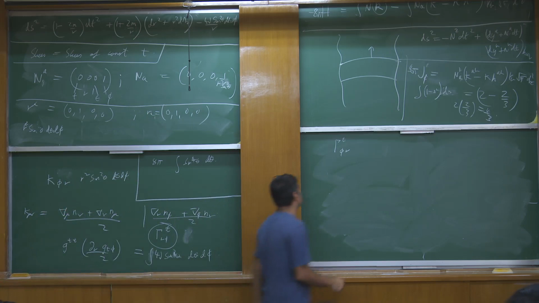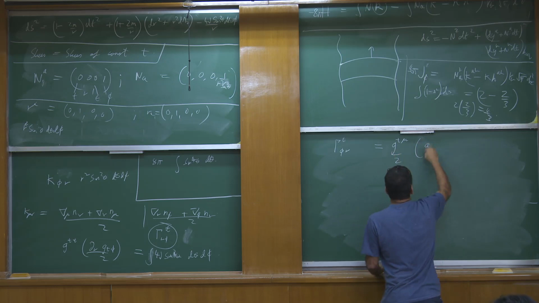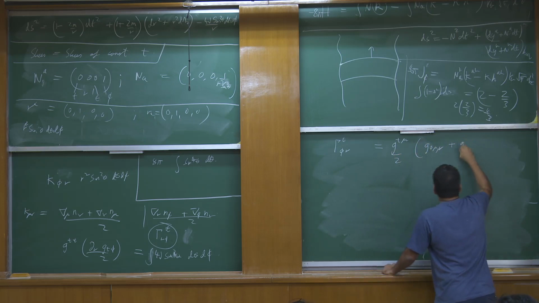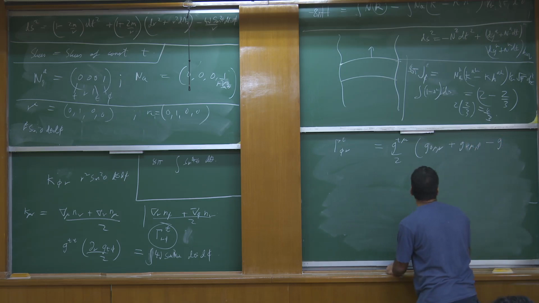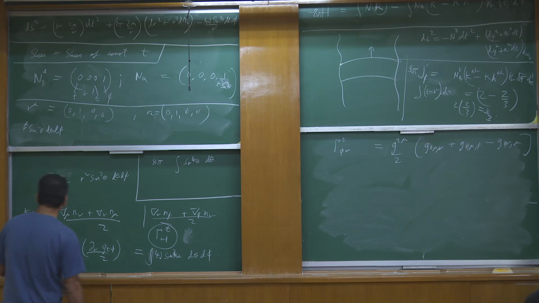So this is equal to g t mu by 2, and then g phi mu r plus g r mu phi minus g phi r mu. Let us carefully compute this. We are interested in anything that goes like 1 by r squared. There should be nothing that goes more slowly than 1 by r squared. Anything that goes like 1 by r cube or higher, we forget about.